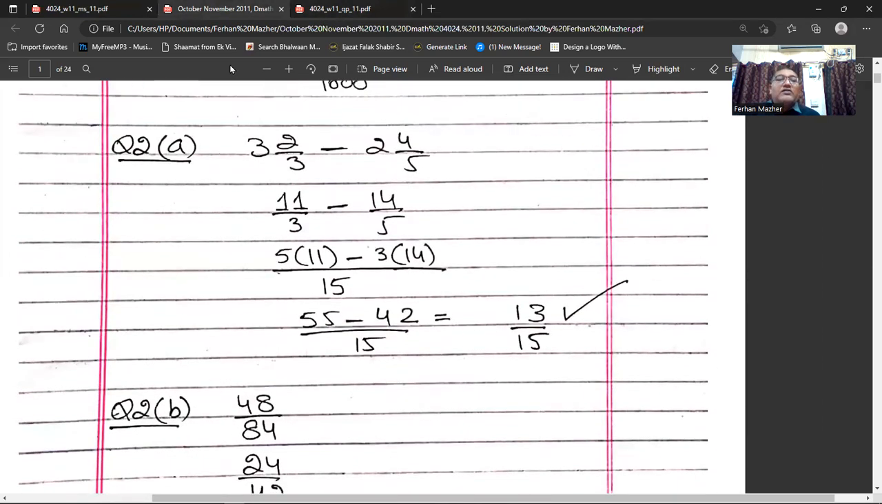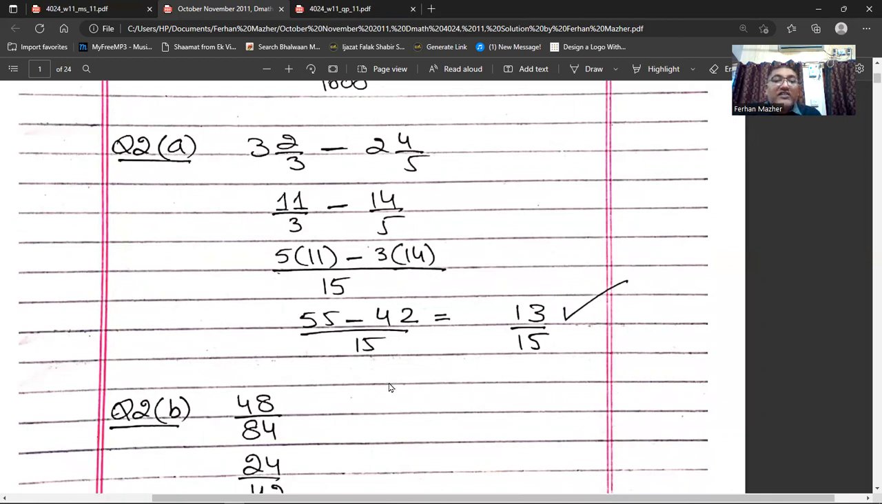So here we go. 11 by 3 minus 14 by 5. So we will take the LCM. The LCM will be 15. So 15 will divide with the denominator, and when you divide with this denominator, you get 5. So 5 will multiply with the numerator. So we write 5 into 11. Then we have a minus sign. Then the 15, which is the LCM, will divide with the second denominator. So 15 divided by 5 will give you 3. 3 will multiply with the numerator. So we will write 3 into 14.